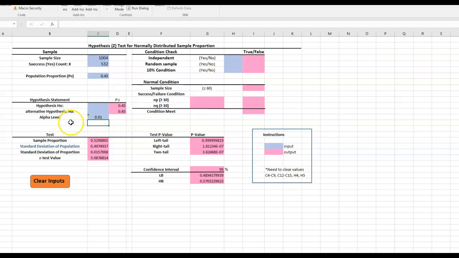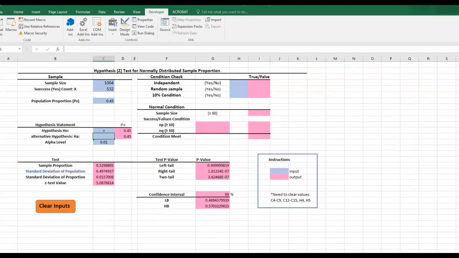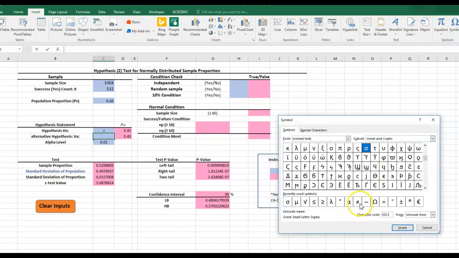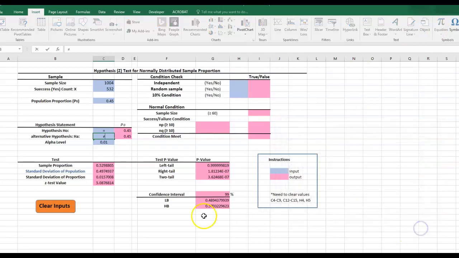And then the hypotheses. For the null hypothesis, we want equal, so that gives us the equal sign in that cell. And for the alternative hypothesis, because we want to see not equal, we just try to take a look at this, insert symbols, and you can see we have the not equal symbol. Not equal basically indicates that the test p-value is two-sided, so a two-tailed p-value. So we get a result.